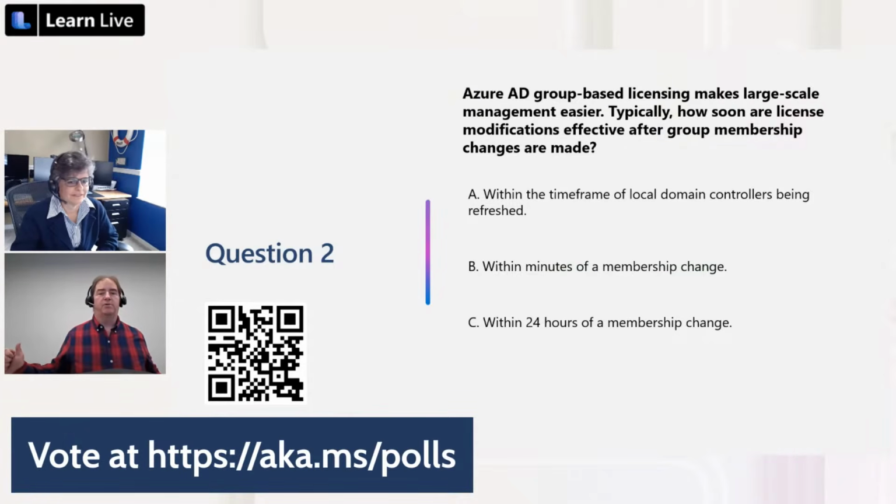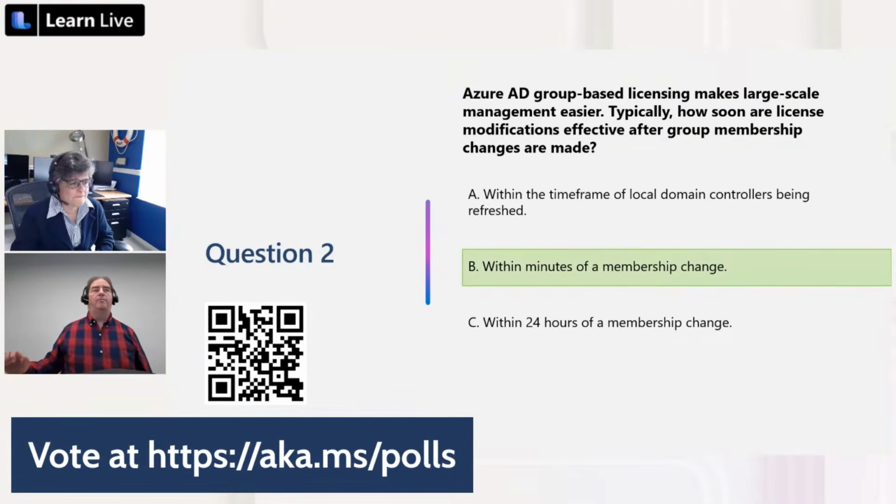Azure AD Group, second question. Azure AD Group's licensing makes large-scale management easier. Typically, how soon are licenses and modifications effective after you assign them to a group? That's right. Is it A? Is it B? Or within 24 hours? Yep. And again, we'll go ahead and move forward with this particular piece.